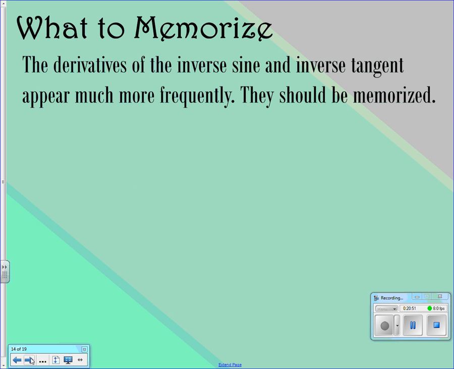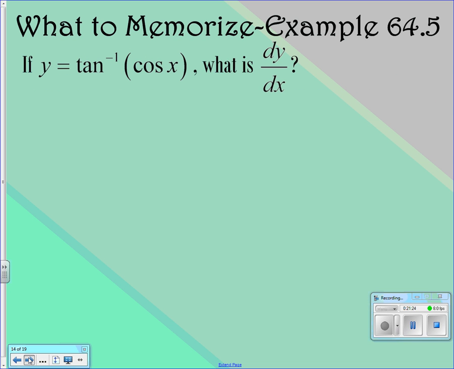All right, so what to memorize? Derivatives of the inverse sine and inverse tangent appear much more frequently, and those are the two that you should memorize. The other four, if they happen to show up on a test, I will give them to you. But if you have sine and tangent, those are the two that you are going to have to know. So if you have a cosine, a secant, a cotangent, or a cosecant, any of those four I would give you. I put them on the board, or I'd write it on your test for you. But these two you will have to memorize because you'll deal with them so frequently.